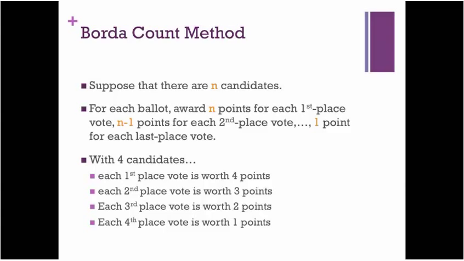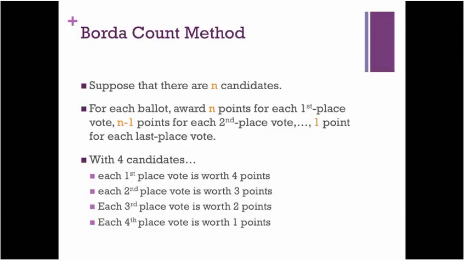All right, here's the basic method. Let's suppose that there are n candidates. Then, on every ballot, you're going to award n points for each first place vote. You're going to award n minus 1 points for the second place vote, n minus 2 for the third place vote, and so on, all the way down to the very last choice, and that will get 1 point.